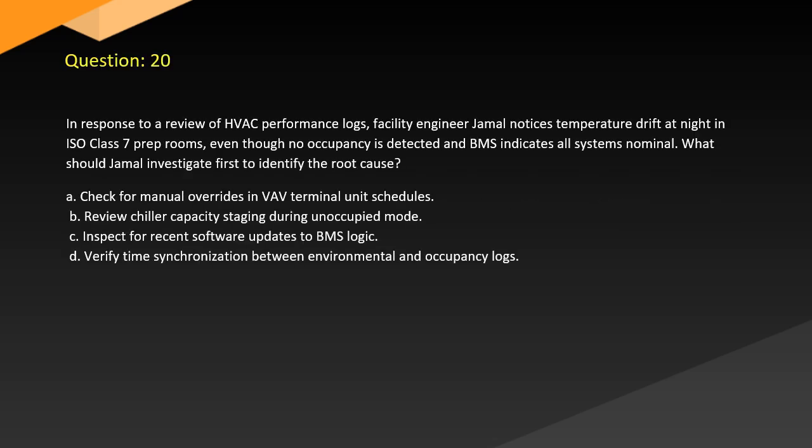Question 20. In response to a review of HVAC performance logs, facility engineer Jamal notices temperature drift at night in ISO class 7 prep rooms, even though no occupancy is detected and the BMS indicates all systems nominal. What should Jamal investigate first to identify the root cause? A. Check for manual overrides in VAV terminal unit schedules. B. Review chiller capacity staging during unoccupied mode. C. Inspect for recent software updates to BMS logic. D. Verify time synchronization between environmental and occupancy logs.